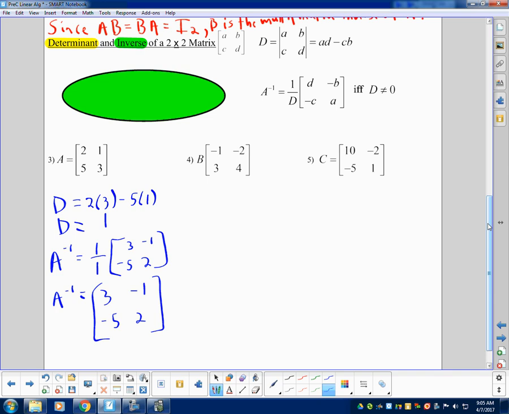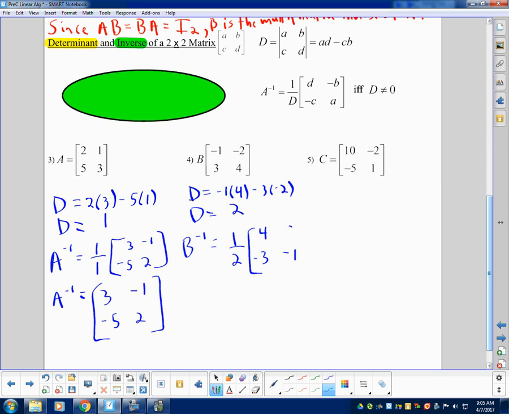For B here, let's see, the determinant is, we're going to do negative 1 times 4 minus 3 times negative 2. So I get as a determinant, negative 4 plus 6, which is 2. And so B inverse is equal to 1 over 2. Swap the 4 and the negative 1. So 4 goes up here and negative 1 down here. Negate the 3 and the negative 2, so it becomes negative 3 and positive 2.